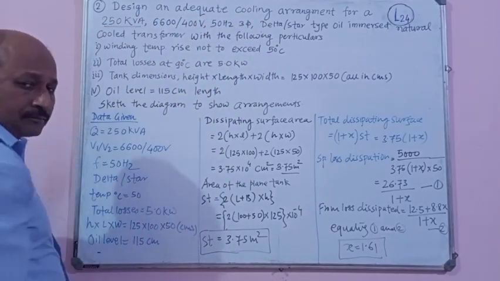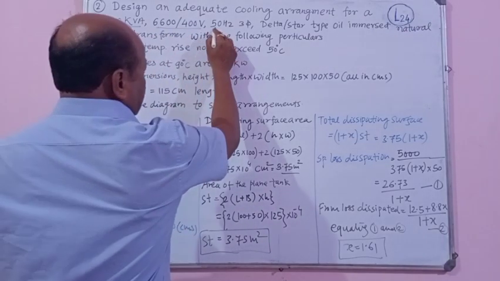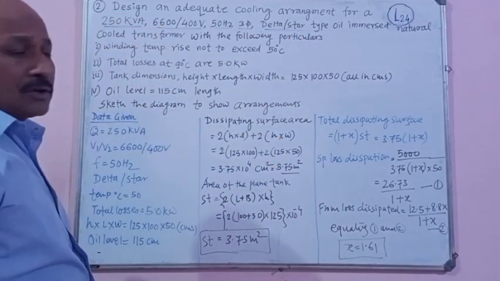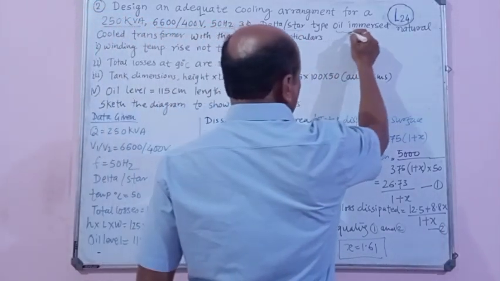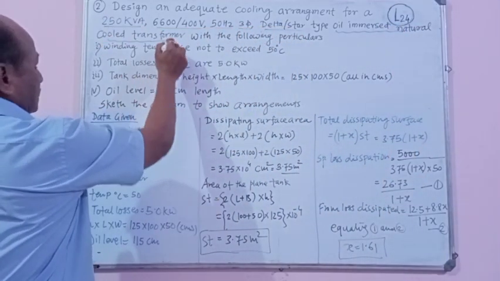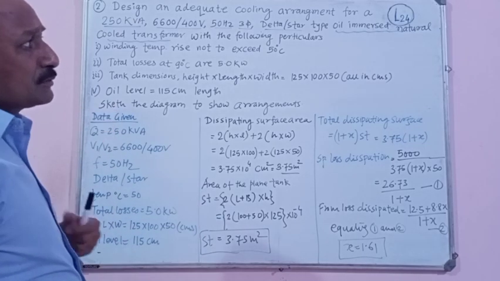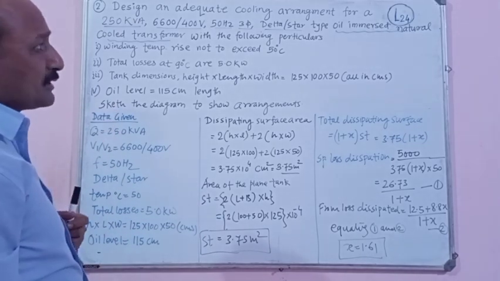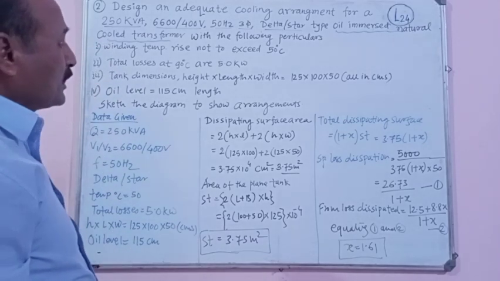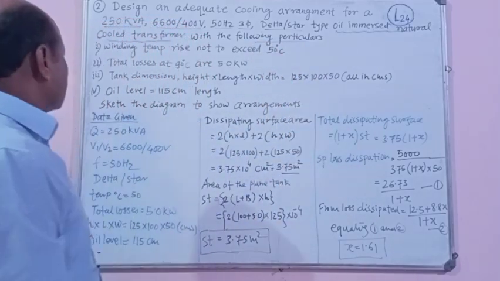250 kVA, 6600 by 400 volt, 50 Hz, 3 phase, delta star type, oil immersed natural cooled transformer. So oil immersed natural cooled transformer is one of the types of cooling. So for this transformer, oil immersed cooling is useful with the following particulars. It means the following given data.